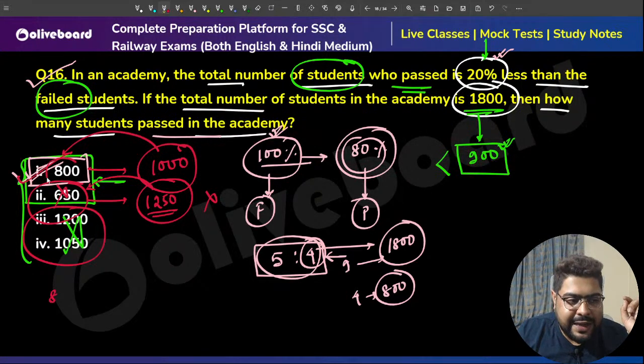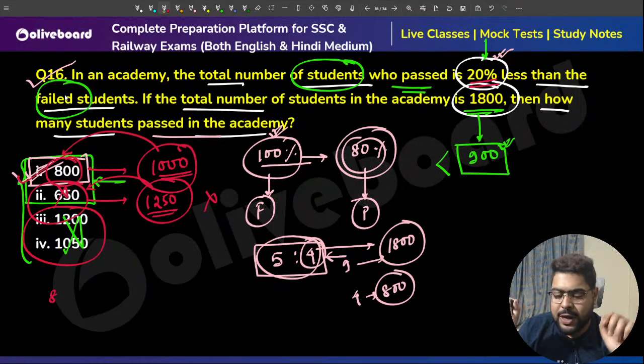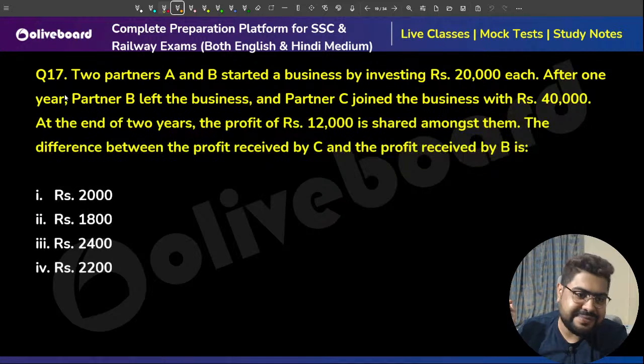Whereas if it is 800, the total is 1800, so the failed students are 1000. So is the number of students who passed 20% less than 1000? Yes, absolutely. That is my answer. You can also go by options. Now, sir.